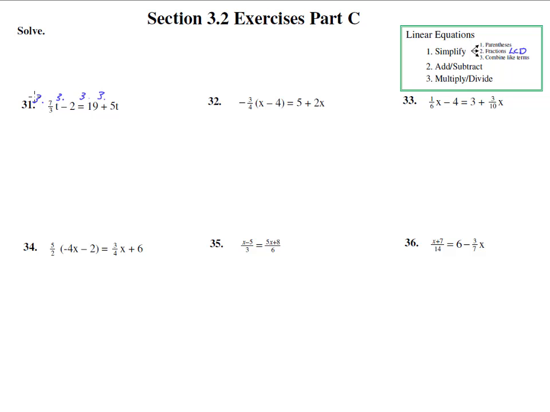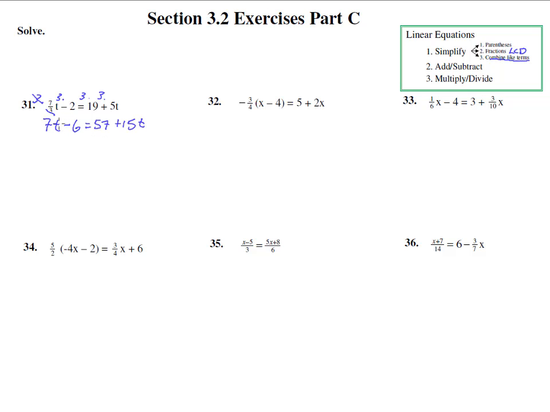And we get 3 times 7/3, that cancels, and we're left with 7t. 3 times 2 is a 6. 3 times 19 is 57. And 3 times 5t is a 15t. Look how much cleaner that looks. No fractions whatsoever. Now, do we have multiple t's? Yes, and we've got to combine those like terms all onto one side of the equation.